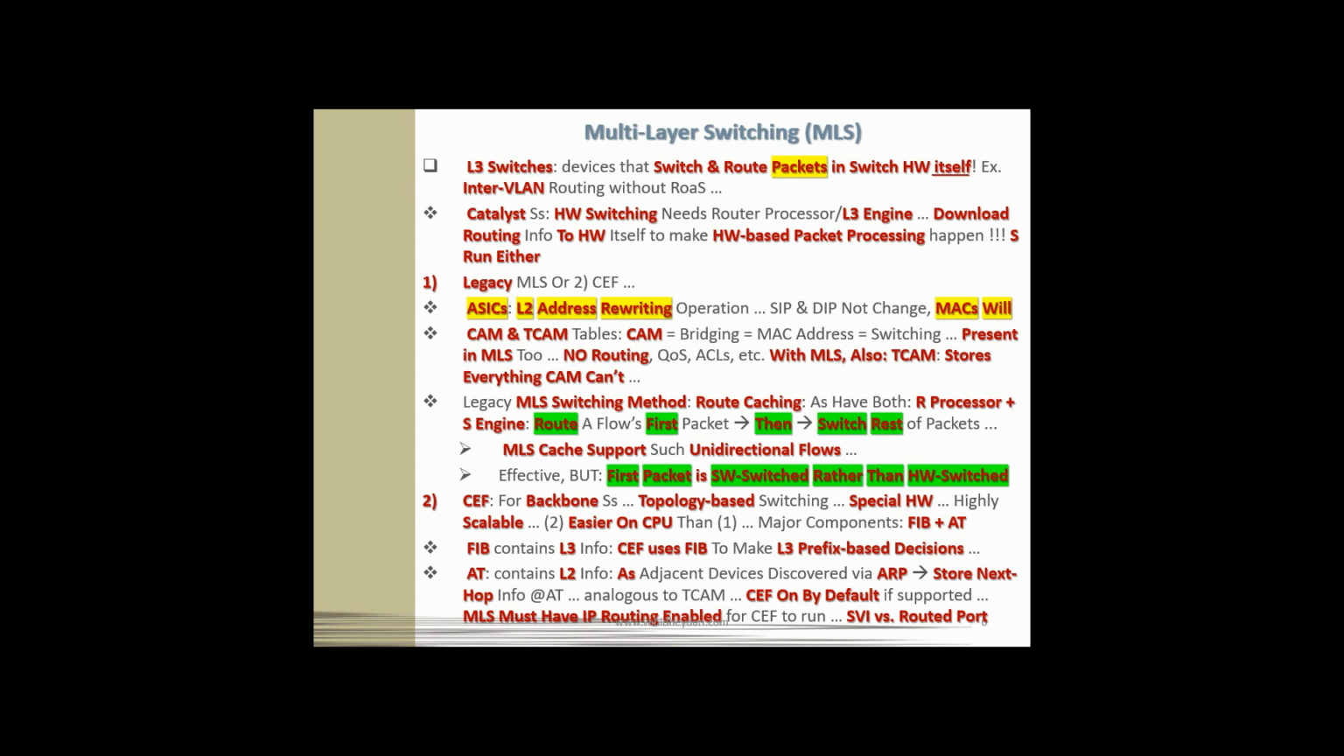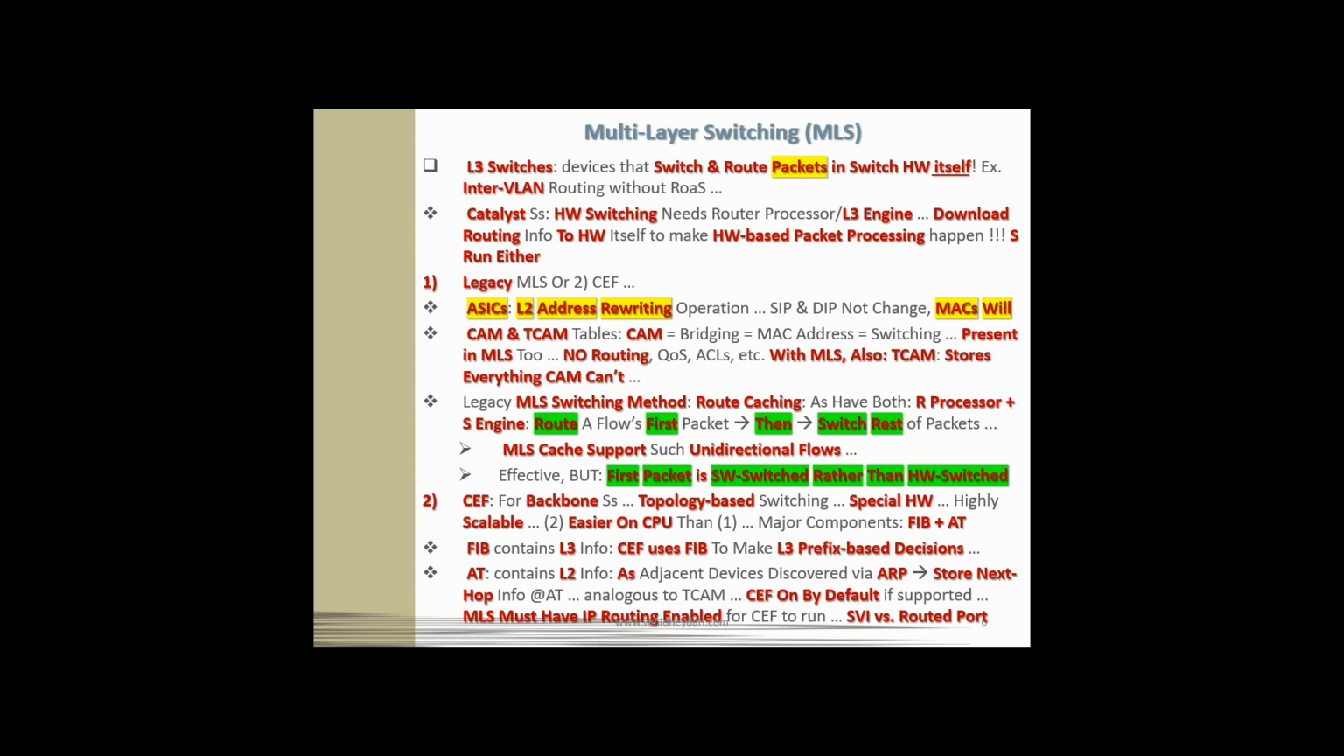And this is exactly where CEF, Cisco Express Forwarding, comes in to play its own role. So, to sum up, before I move on to CEF, with route caching as the first MLS switching method that we have investigated, the very first packet in any flow will be switched by software through the router processor.